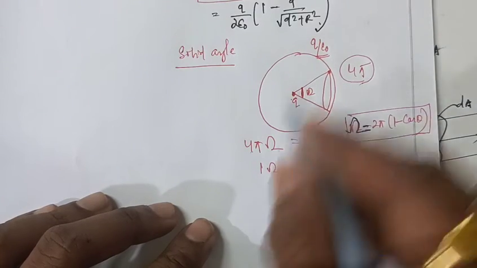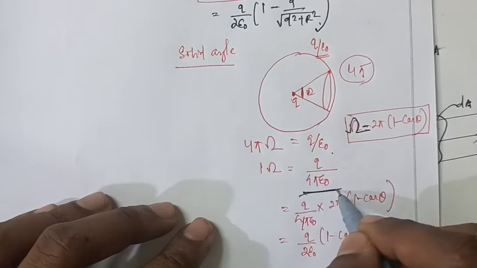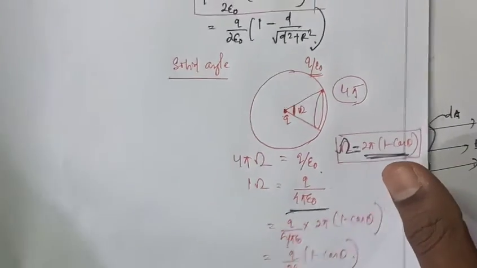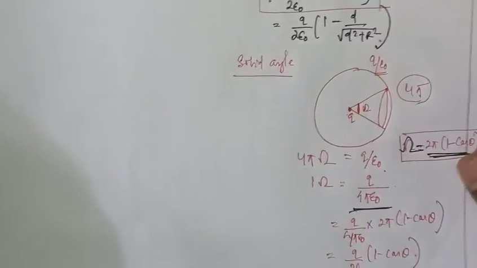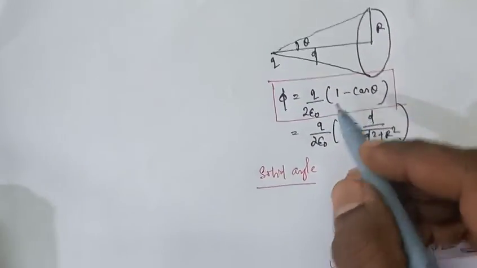For 4 pi solid angle, the flux passed is q by epsilon naught. For one solid angle, how much flux will pass? In this solid angle, how much flux will pass? One can directly find these expressions. Those who have good knowledge of solid angle can think about this. I hope the scenario is pretty clear. So I suggest the students remember this formula.